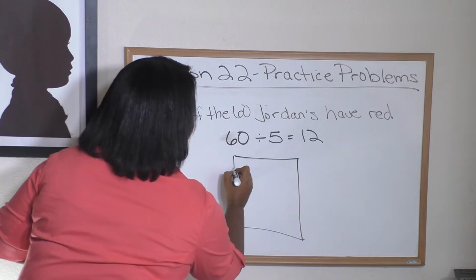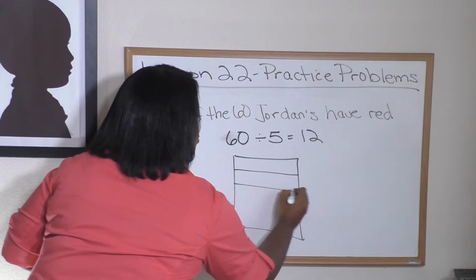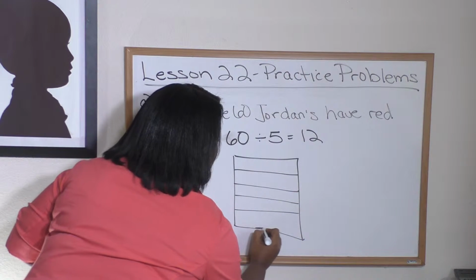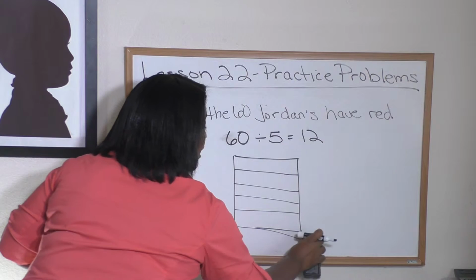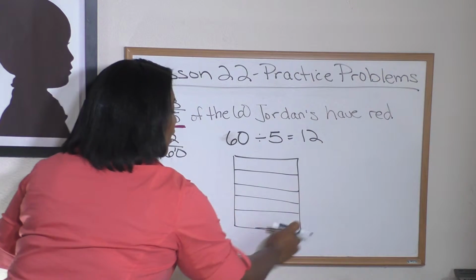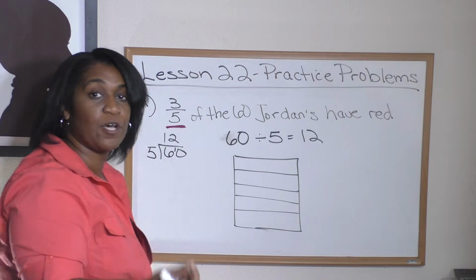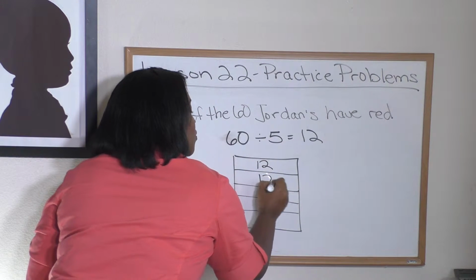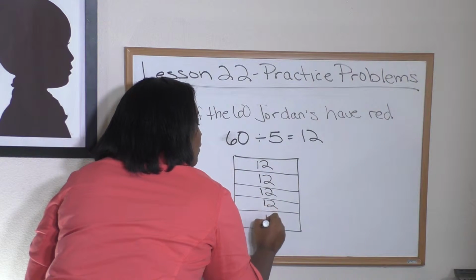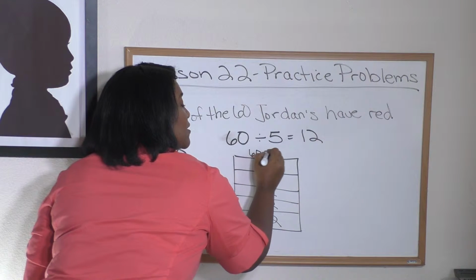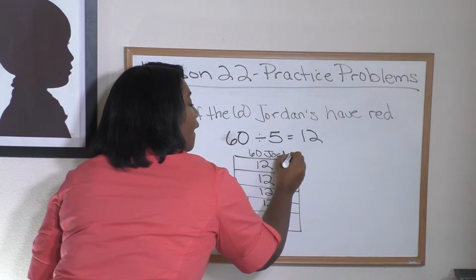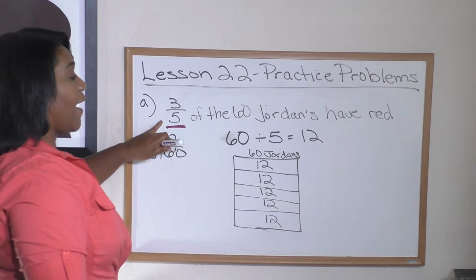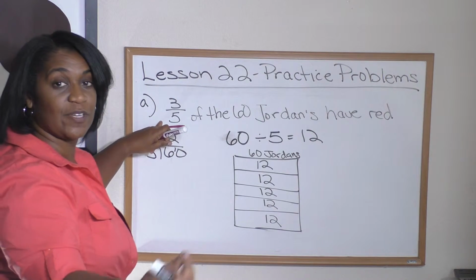Okay, I'm going to draw 5 groupings here. 1, 2, 3, 4, 5. One thing you should know about me by now is I'm horrible with straight lines. That's okay. Now I'm going to put 12 Jordans in each group. So 12, 12, 12, 12, 12. I'm going to put up here 60 Jordans. Are you with me? Okay, so we divided them into 5 groups. There's 12 in each group.